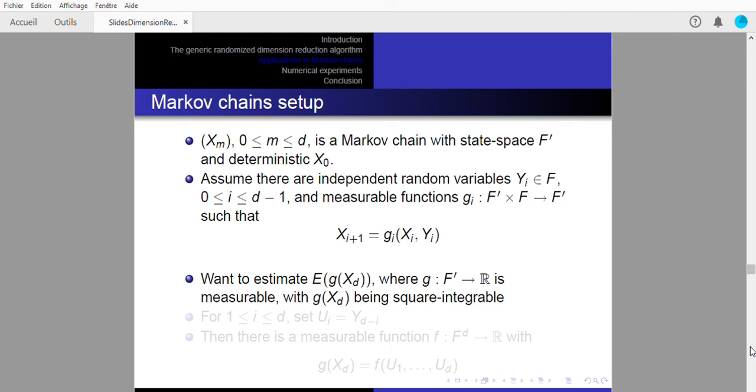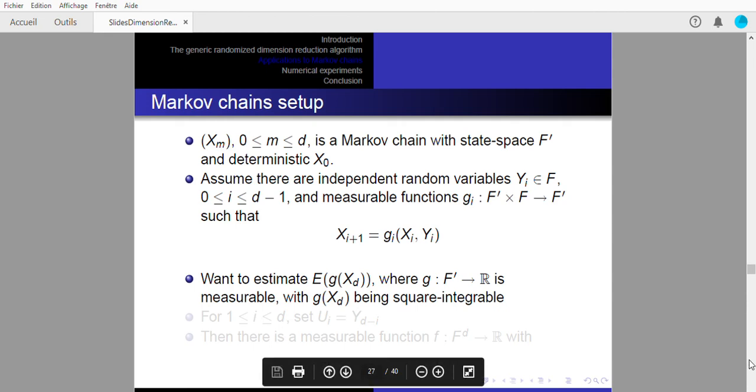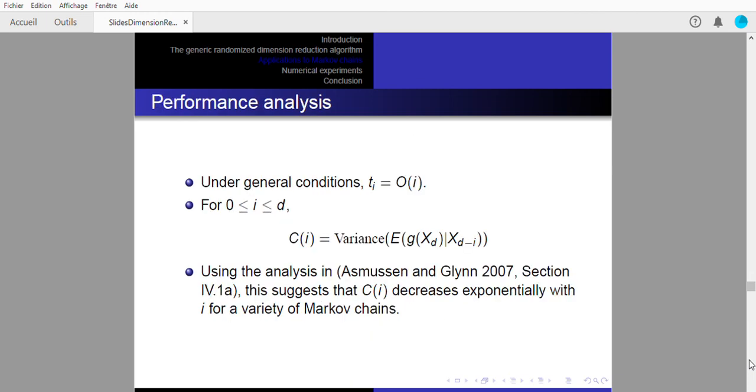So we have some function g, and we want to estimate the expected value of g of X of d. In many cases, the most important variables here are the last Yi's. So in order to apply our algorithm, we are going to use a time reversal. We set Ui equal to Y of d minus i. And so in this case, the most important variables are the first Ui's, which correspond to the last Yi's. And in this case, you can show that g of X of d is a deterministic function of U1 up to Ud, where the first Ui's are the most important ones.